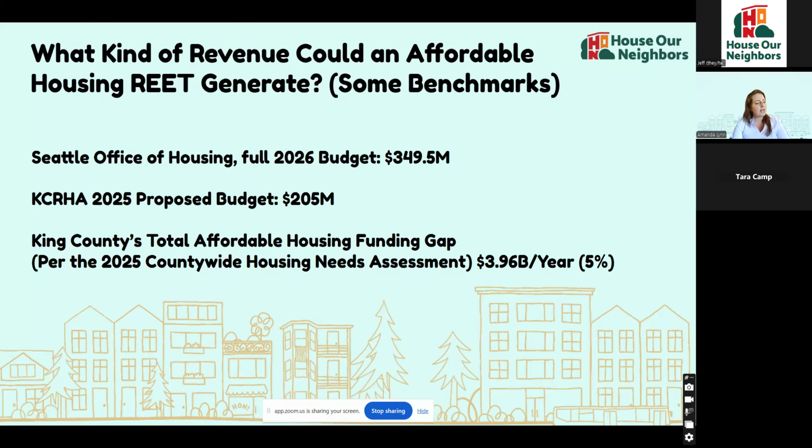Another data point that I pulled is, what is the funding gap? What does King County see as the funding gap? And right now, per our 2025 countywide housing needs assessment, we have a funding gap of $4 billion per year, which is a crazy number to think about. But even within that, this REIT, it's a small amount, but that's an automatic, immediate 5% of that gap closed. And we've got to start somewhere. This is a tool that already exists for us to use.